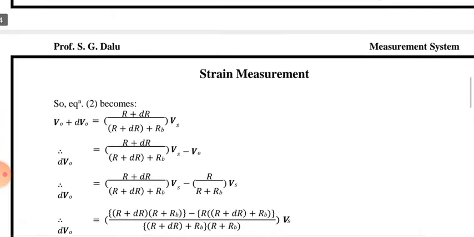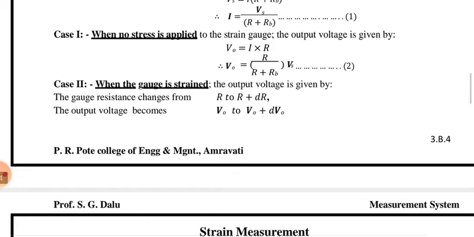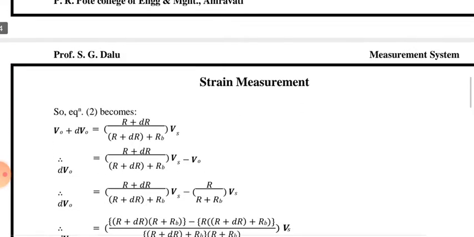So equation 2 becomes, what is equation 2? That is VO equal to R upon R plus RB into Vs. But what will R become? R plus dR. In equation 2, in place of R comes R plus dR, and in the denominator, in place of R comes R plus dR plus RB, and VO becomes VO plus DVO. So it will be written here: VO plus DVO equal to R plus dR upon R plus dR plus RB. There is no need to represent the bracket in the denominator.